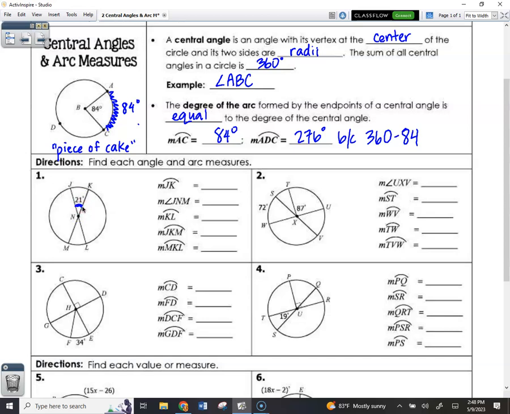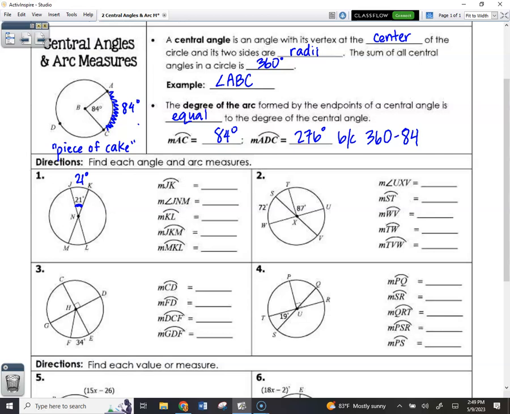Okay, tell me what you could label from it. What else do I know? Measure JK. I know the measure of arc JK would be what? 21. Also 21, because that was a central angle. The arc measure in L is, why? Vertical angles. There you go.